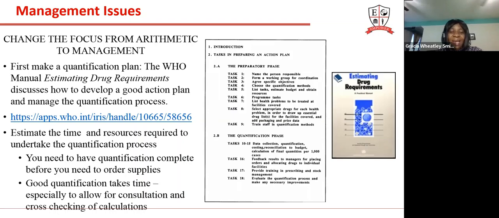We have to estimate the time and resources required to undertake the quantification process. You need to have quantification complete before you have to order the supplies. And good quantification takes time, especially to allow for consultation and cross-checking of the calculations. Remember, too much, you have an overstock, expired, you have waste of resources. Too little, individuals may die from the program because of lack of treatment.